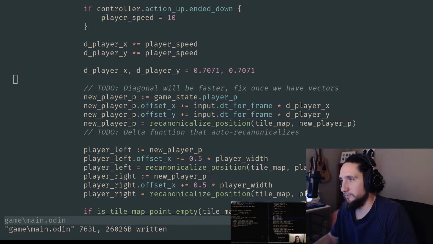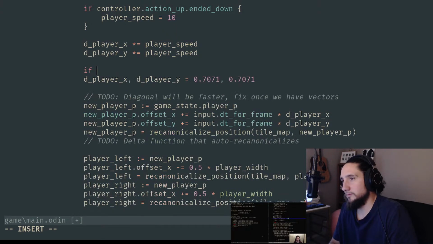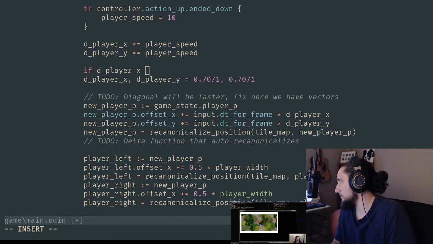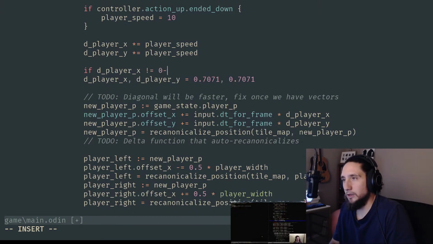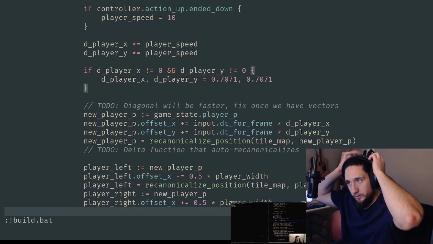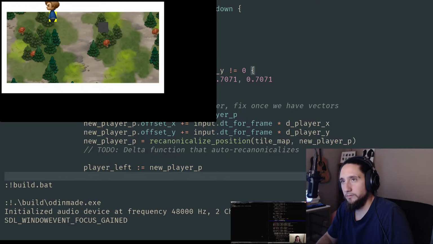There we go. So we'll say if d player x and d player y, right? Or maybe I'll be a little more explicit here. If they're not equal to 0, so if both of them are set, then we'll do that. And that would actually, I believe, if we've done the math correctly, correct that motion. So d player x does not equal 0 and d player y does not equal 0, then we just set that so that we're not going extra fast along the diagonal anymore. And I did something wrong for sure.